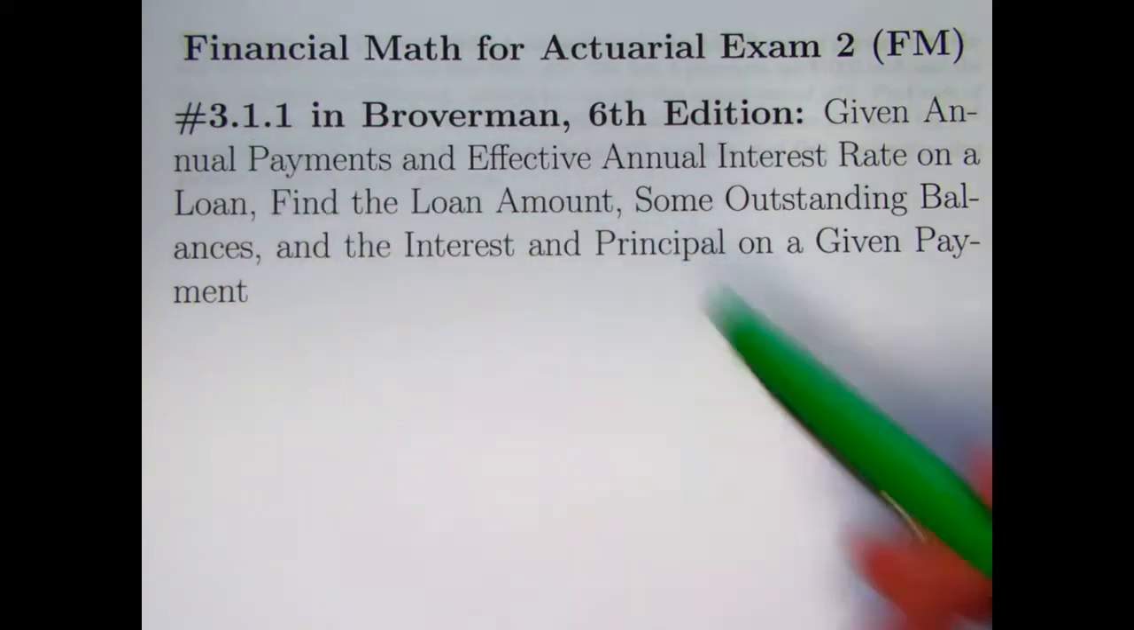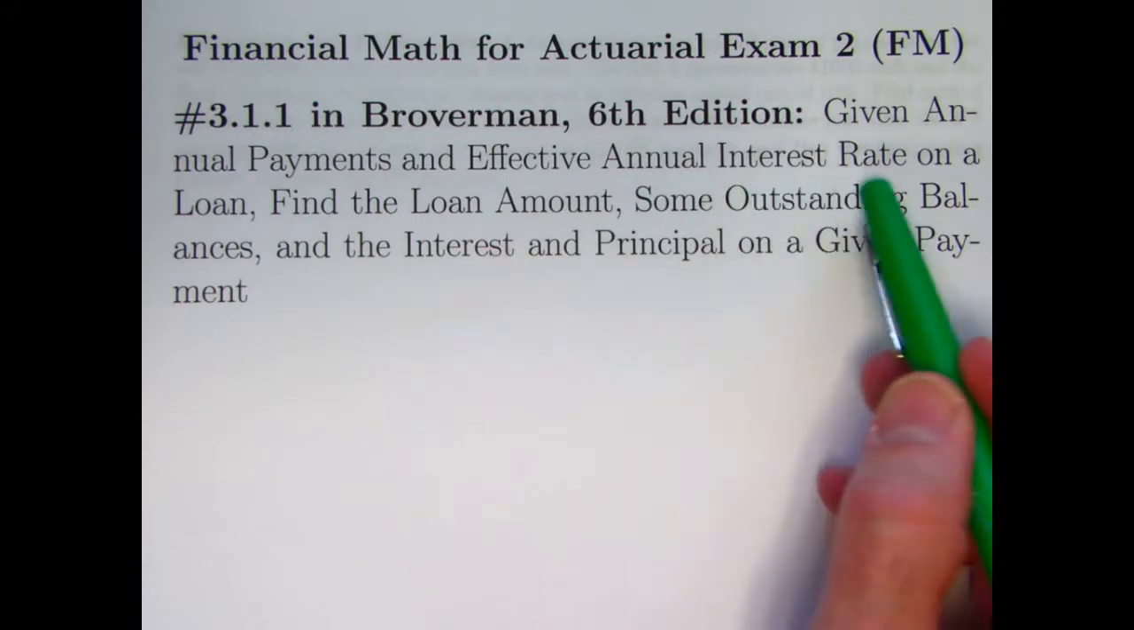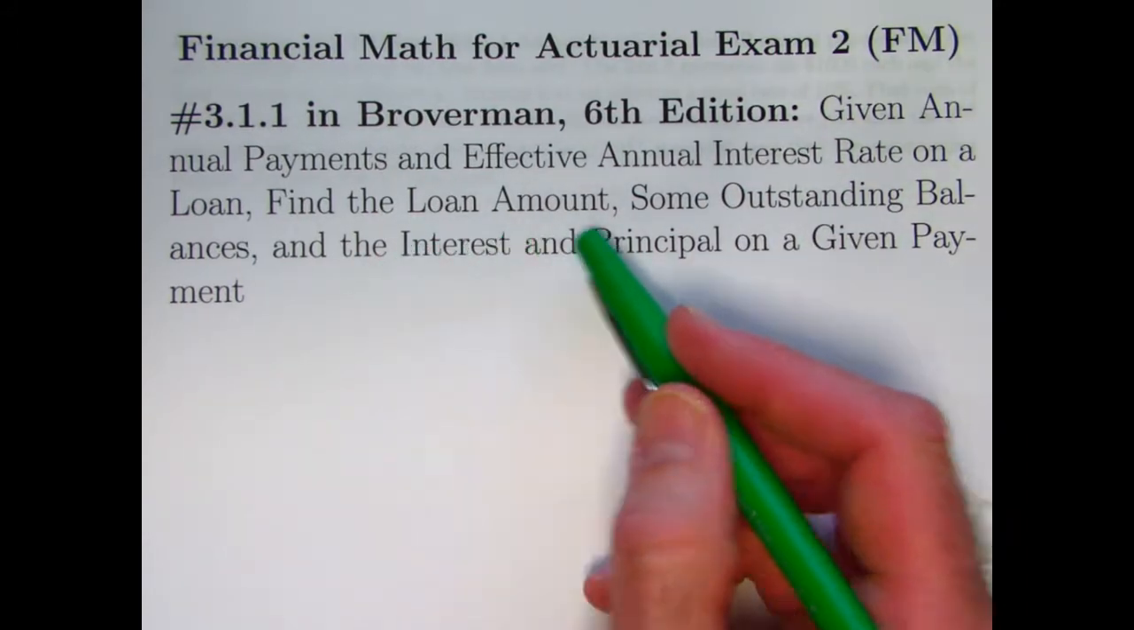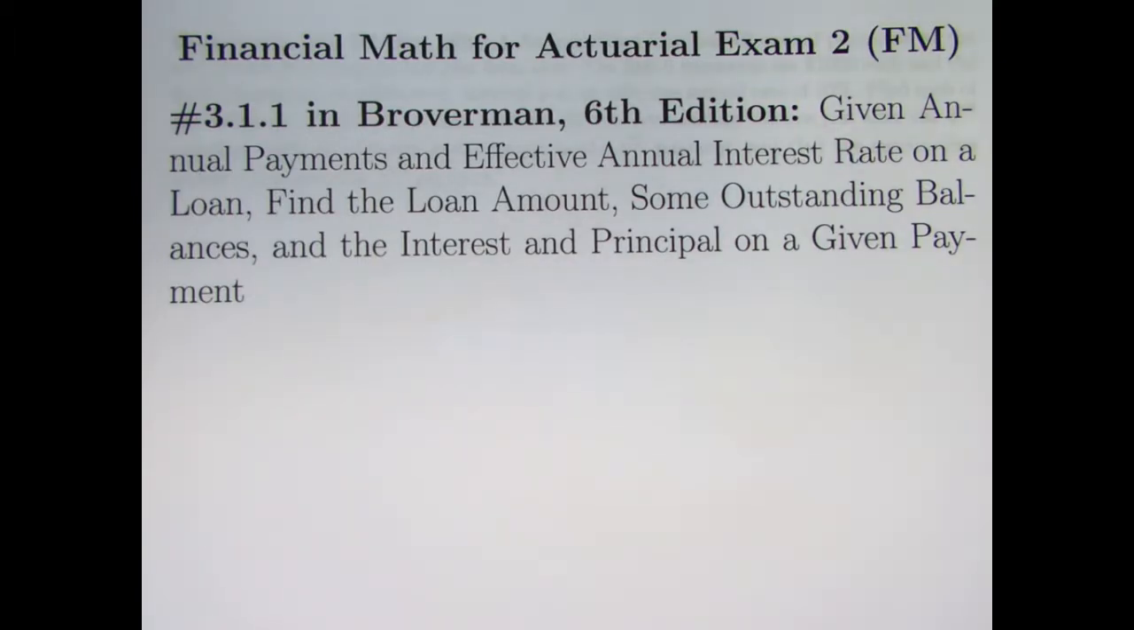This is problem 3.1.1. We're going to be given annual payments and an effective annual interest rate on a certain loan. We'll be finding some things. We'll be finding the loan amount, some outstanding balances, and the interest and principal on a given payment.